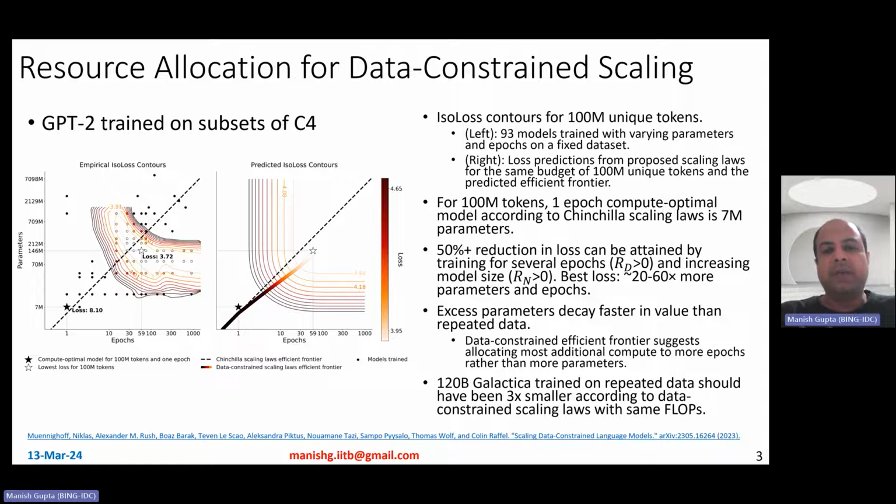So to be able to do these experiments and figure out these things empirically, they actually did experiments on resource allocation for GPT-2 trained models. So GPT-2 trained models on subsets of C4. They are using data from the C4 large data set, right? And they're training GPT-2 kind of models. And they trained several such models.